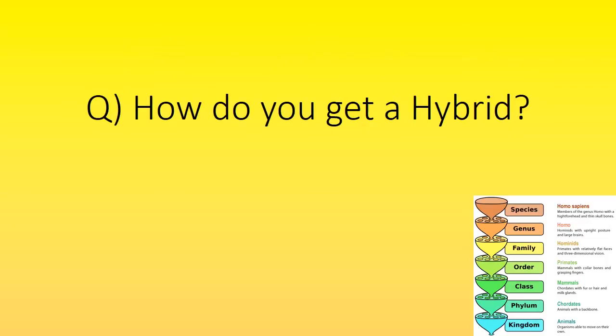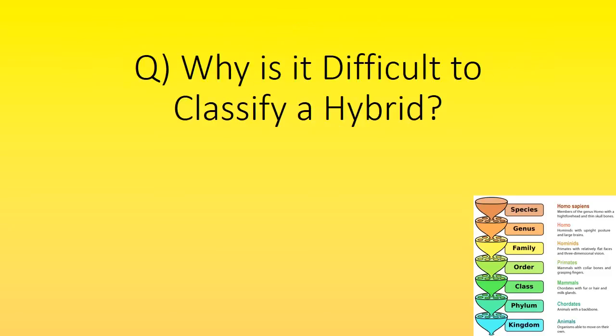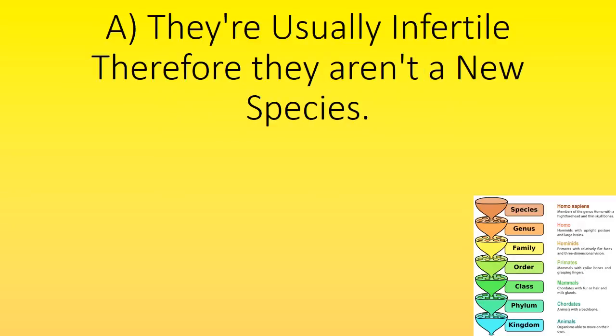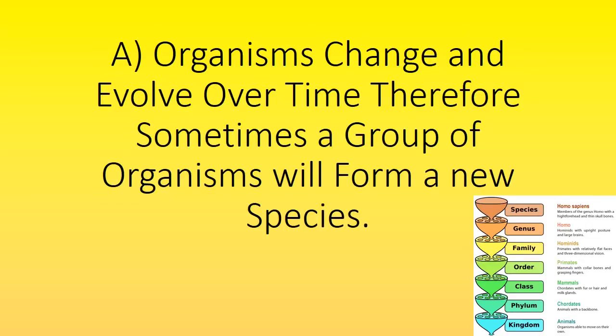How do you get a hybrid? When a male of a species interbreeds with a female of another species. Why is it difficult to classify a hybrid? They're usually infertile, therefore they aren't a new species. How can evolution affect the classification of a species? Organisms change and evolve over time, therefore sometimes a group of organisms will form a new species.